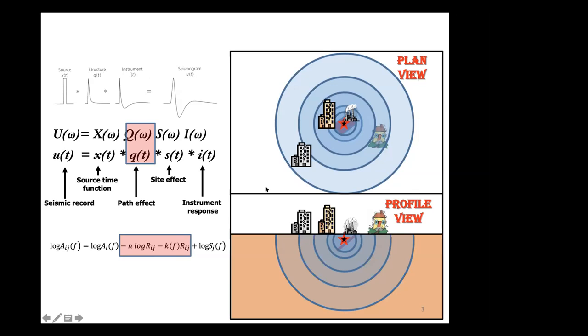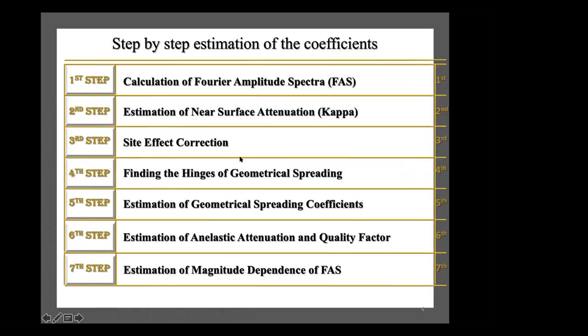I want you guys to get it somehow. Okay. So here I briefly introduce a step-by-step estimation of the method for estimation of those coefficients. So the first step here is to calculate the Fourier amplitude spectrum.